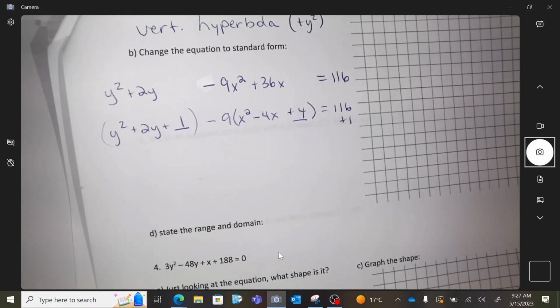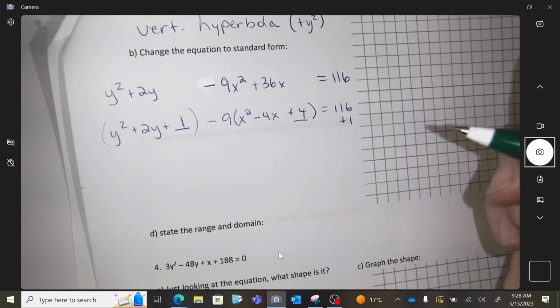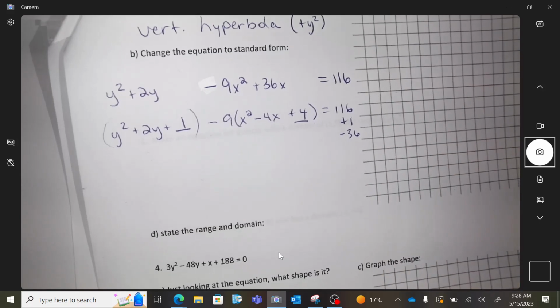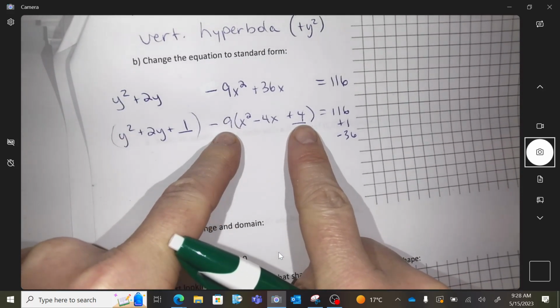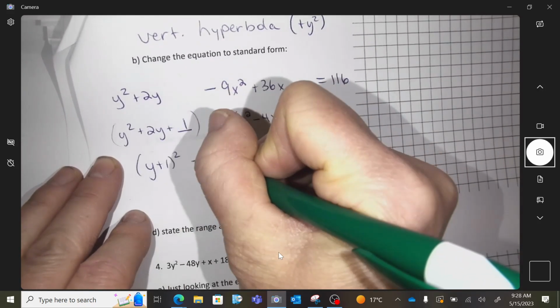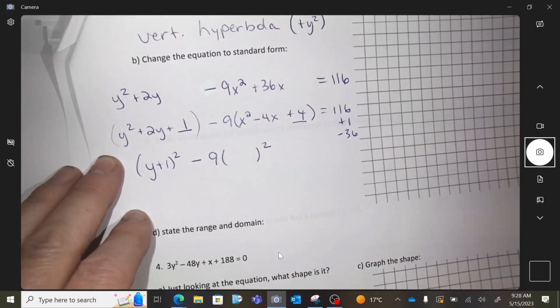And what should I do there? -36. Right? You see, I'm not going to add, I'm going to subtract. Okay, so y + 1 squared is the perfect square. Subtract 9 bracket perfect square.